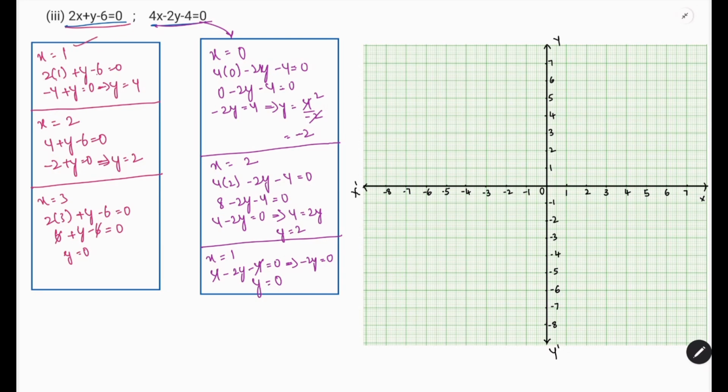Okay. For this first equation, see, if x is 1, y is 4. x is 1 and y is 4 here. Okay. If x is 2, y is 2. x is 2 and y is 2. If x is 3, y is 0. Okay, here. Join these points.